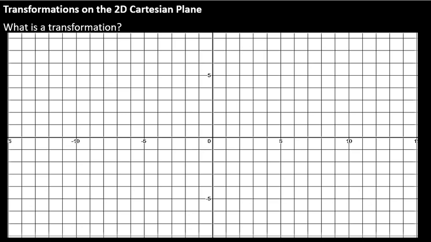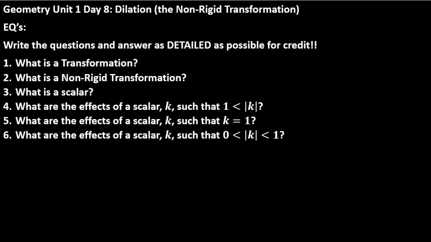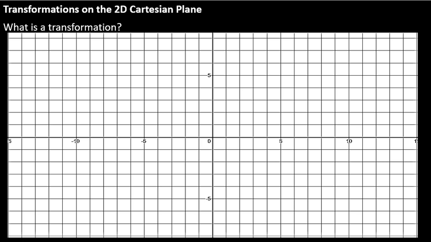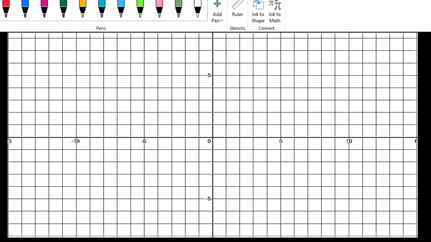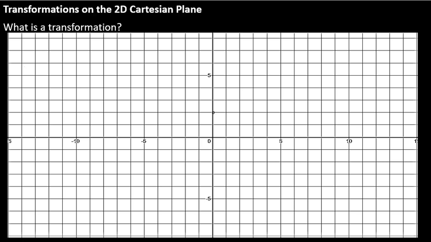Okay, so first things first. Let's address our first EQ. What is a transformation? Let's say I had a triangle, just a little baby triangle like this, and its vertices, we'll call them A, B, and C, right? Well, we define where this triangle exists in space, and we'll call it A1, B1, C1, based on where its vertices are on this two-dimensional Cartesian coordinate plane.